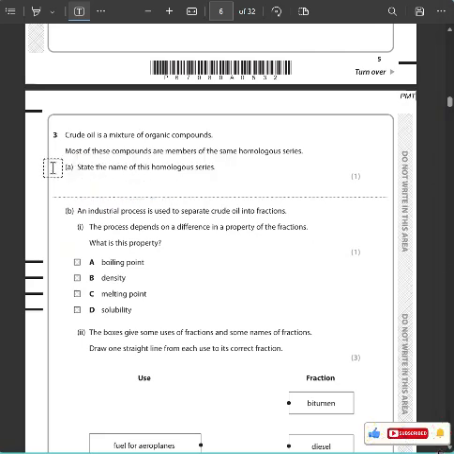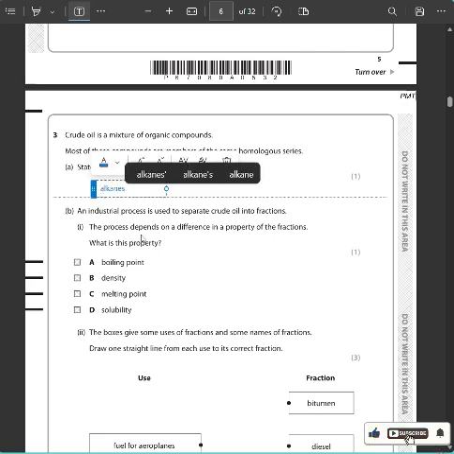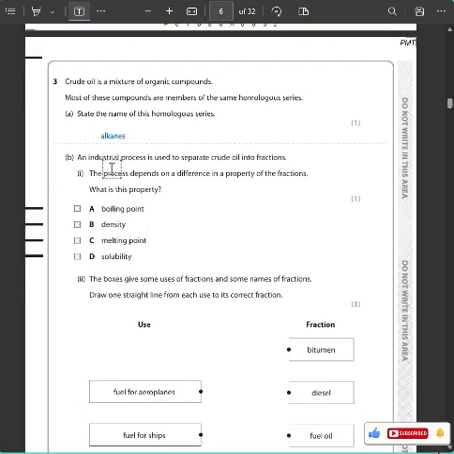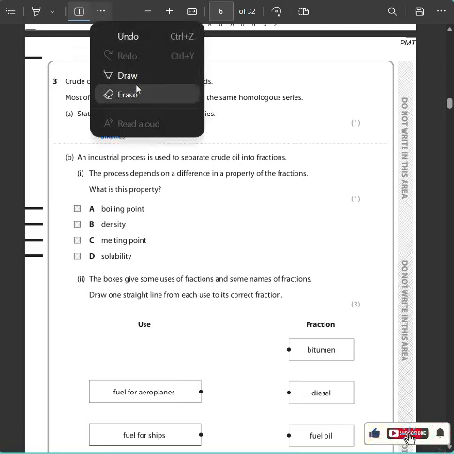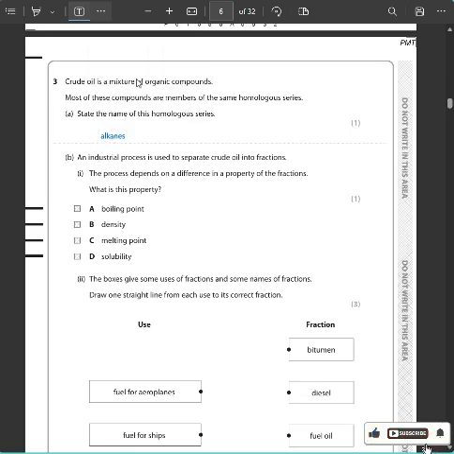We know that most crude oil contains homologous series called alkanes. An industrial process is used to separate crude oil into fractions. The process depends on a property of the fractions. What is the property? The property is boiling point, because the crude oil needs to be vaporized to separate the organic compounds from it. That's why the answer is boiling point.